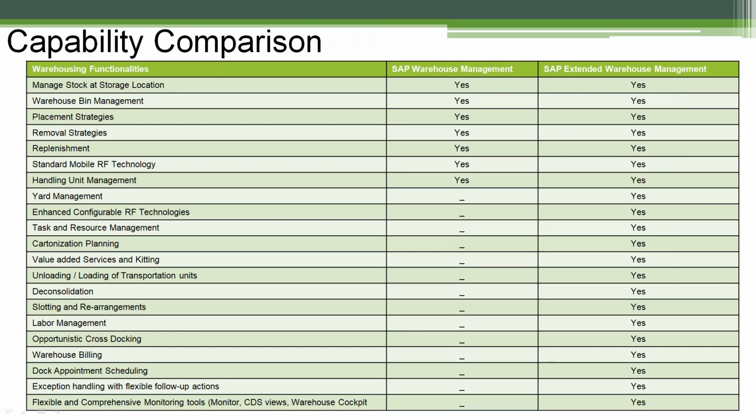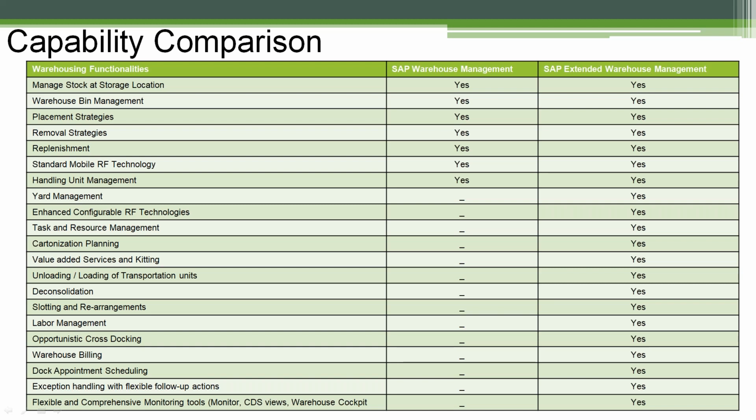Capability comparison of SAP WM with SAP EWM. Here you can see some of the functionalities you have in WM, you also have them in EWM, but the way they are executed in EWM are totally different. For example, handling unit management in WM and how we do it in EWM is totally different.